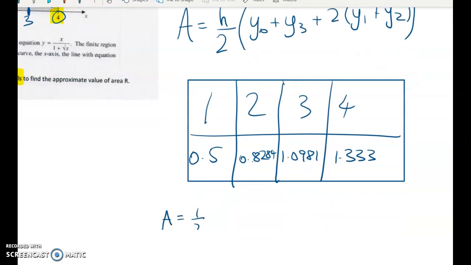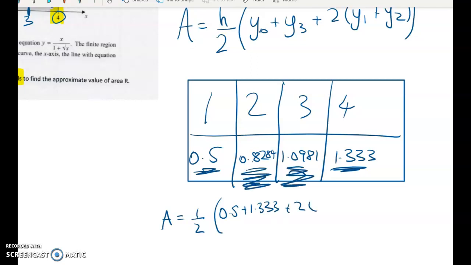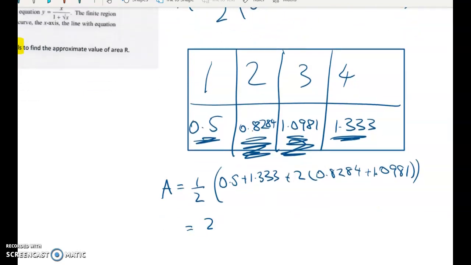So then A is equal to 1/2 times this one and this one in there once. So 0.5 plus 1.333 plus 2 times this one here and this one here. Now, when I put all of that together, I got 2.84317, which is 2.84 to 3 significant figures. Okay? So that's the first bit done, pretty easy.